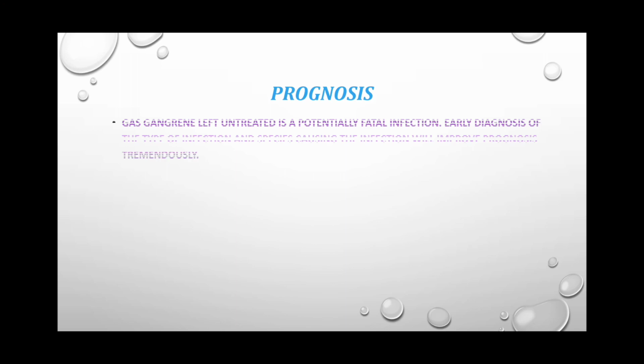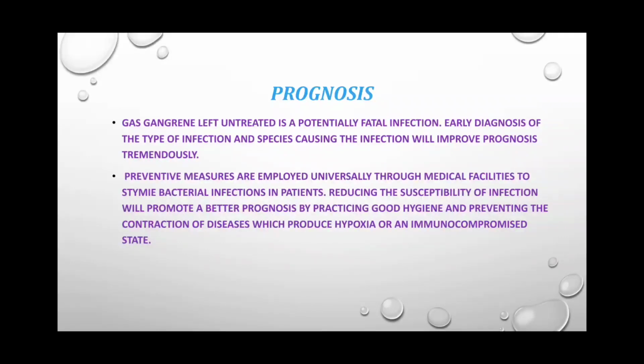Now about prognosis. Gas gangrene left untreated is a potentially very fatal condition, and early diagnosis of this type of infection and the species that cause it will improve prognosis tremendously. Also, preventive measures can be employed through the medical facilities to prevent bacterial infections in patients. Reducing susceptibility to infections will promote better prognosis. It can be done by practicing good hygiene and preventing diseases which produce hypoxia or an immunocompromised state. So we should take care of the wounds, and after a surgical operation we should keep the wounds clean, so that we can prevent this kind of opportunistic infection.